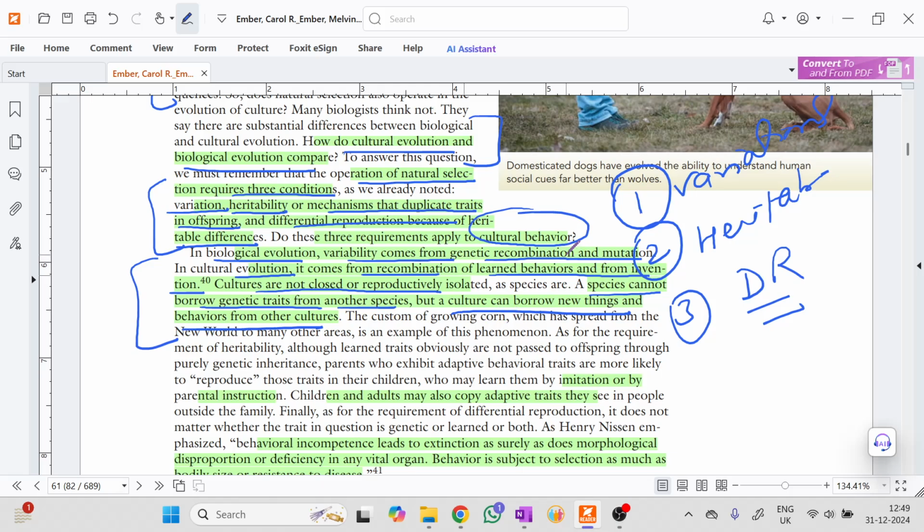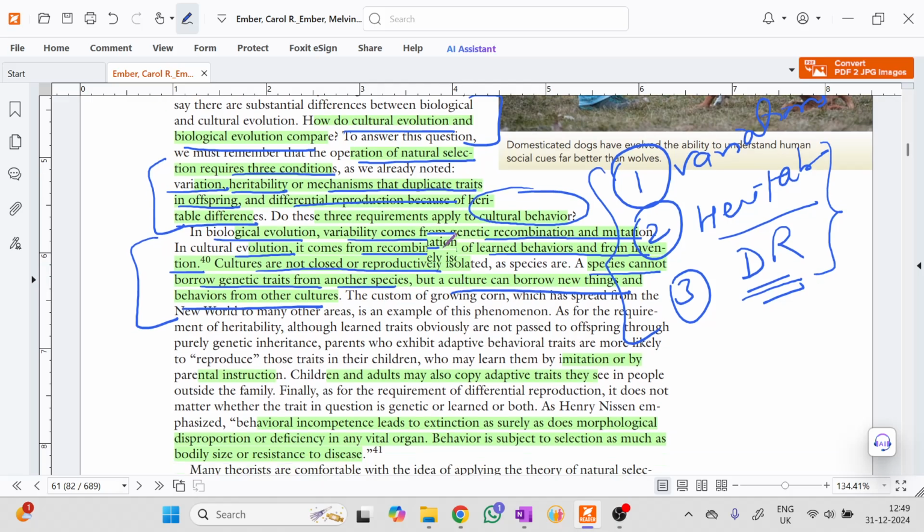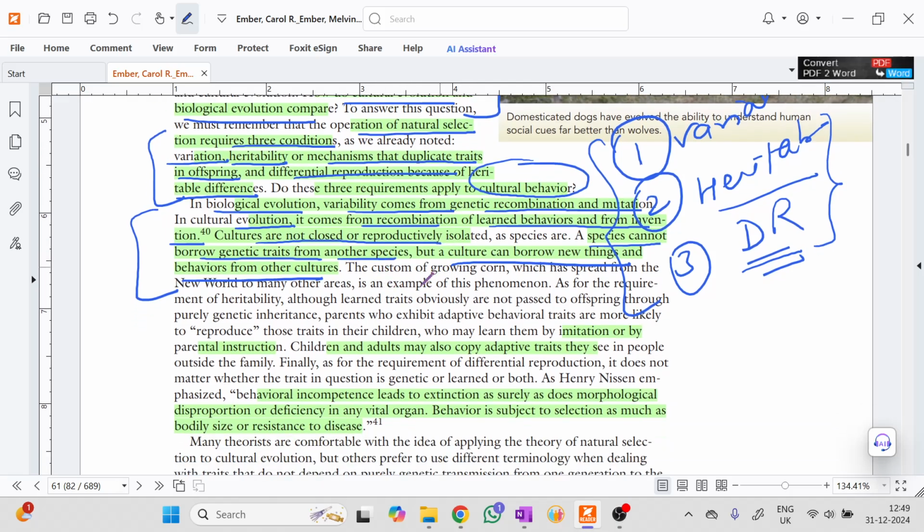So there are differences here between cultural evolution and biological evolution, and all the three conditions are not being met. Variations can come, but the borrowing element is absent on the biological side, whereas it is present on the cultural side. And then both heritability and differential reproduction are clearly absent from the cultural side.